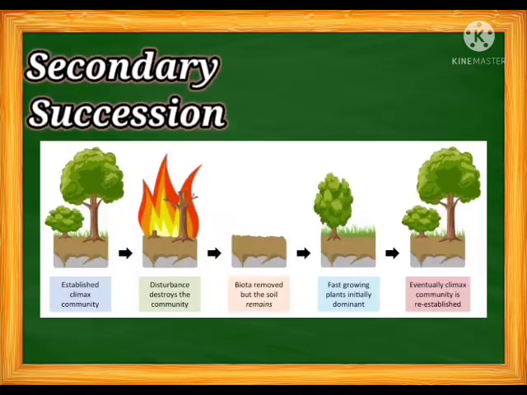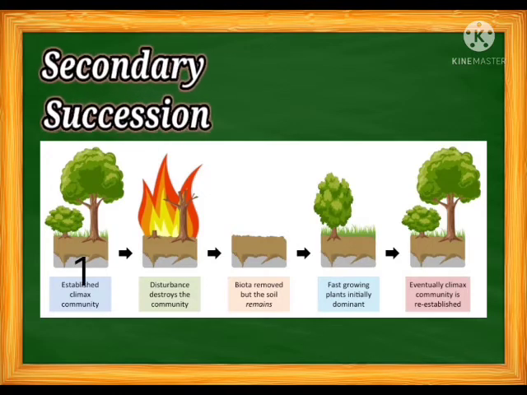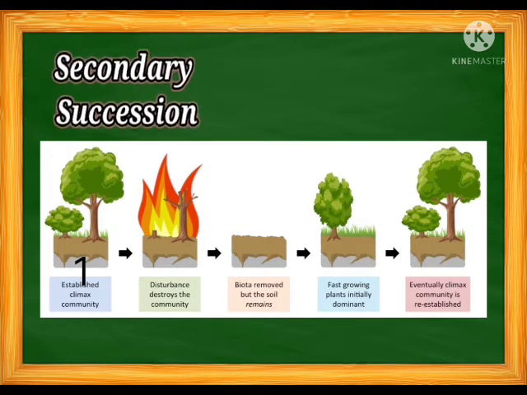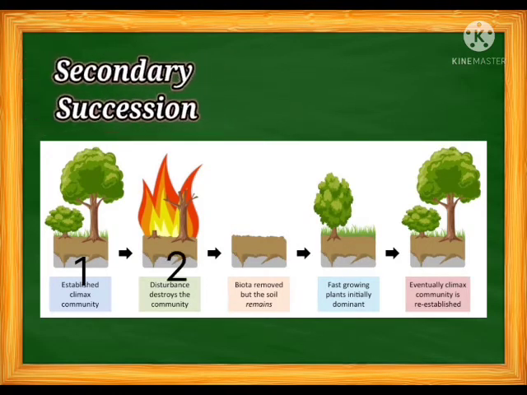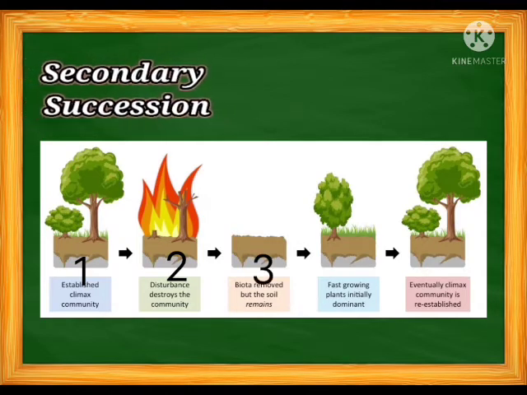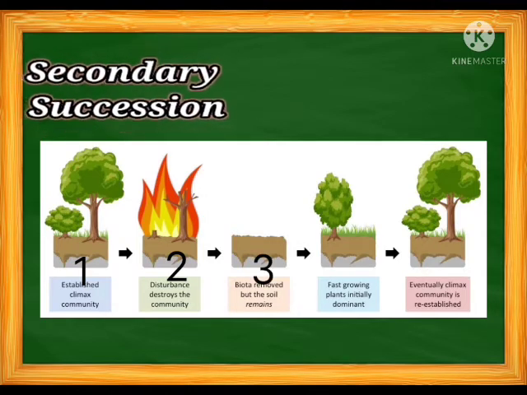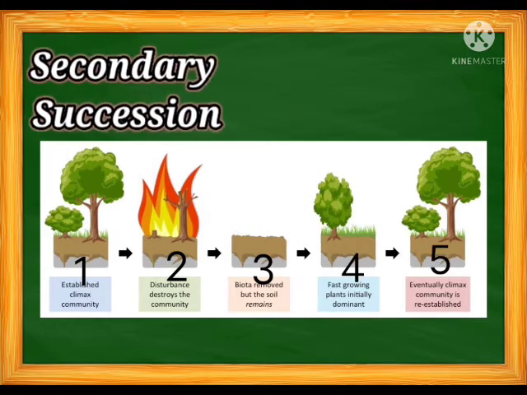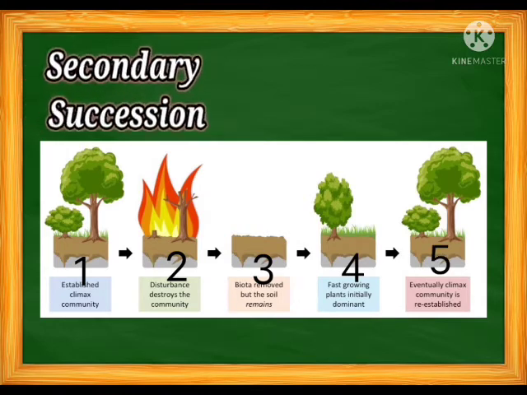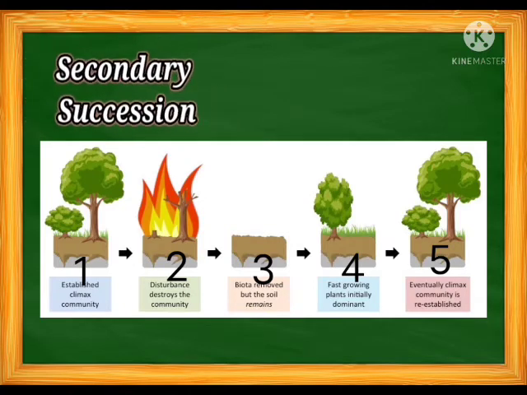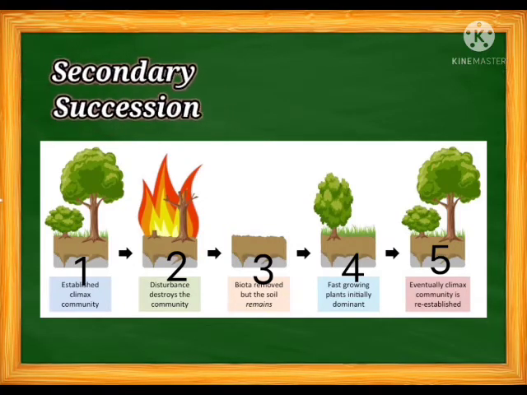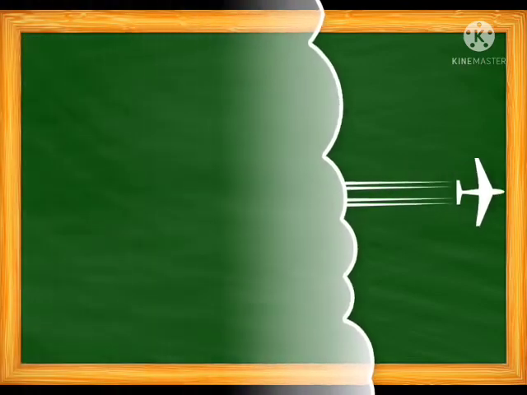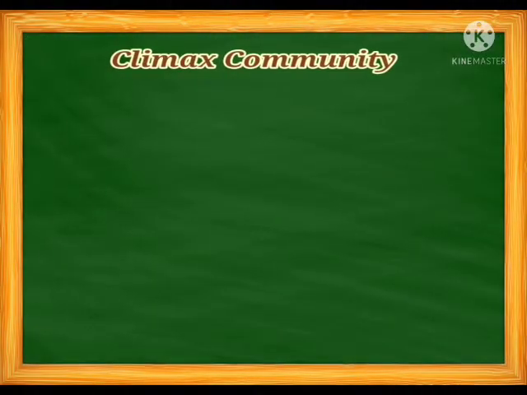And let's see the process of secondary succession. First, establish a climax community. Next, disturb and destroy the community. Third, biota is removed, but the soil remains. Fourth, fast-growing plants are initially dominant. And the last one, eventually the climax community is re-established.